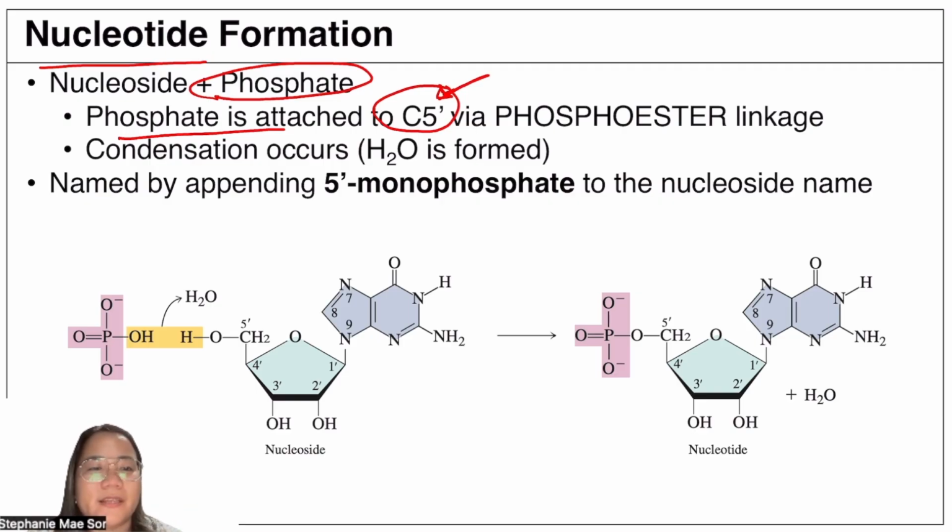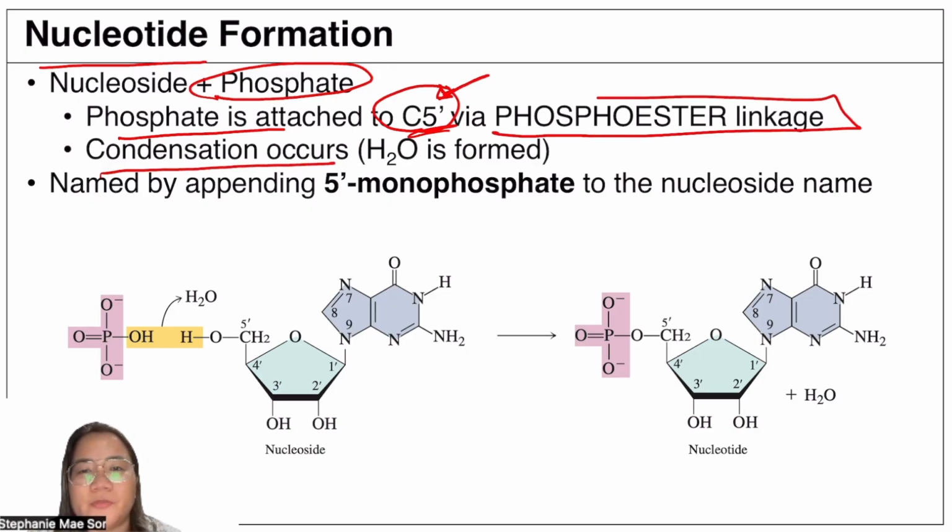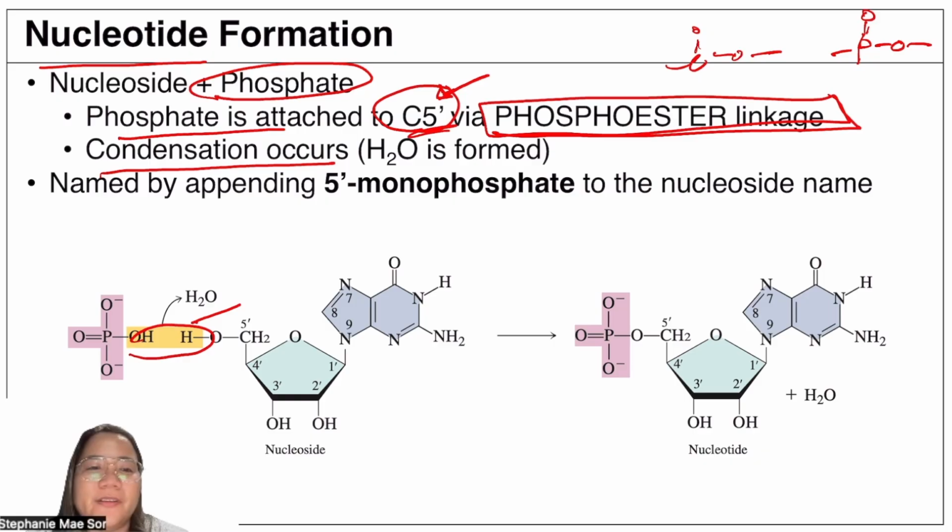So, the phosphate is attached to C5' using another condensation reaction to form what you call a phosphoester linkage. So, para siyang ester sa carbon, pero phospho yung nakalagay. So, that's a phosphoester linkage. And the reaction occurs by a condensation wherein yung H tsaka OH will form water and then this P will attach to this O. So, magkakaroon ka ng phosphoester group. Phosphoester linkage dyan. So, how do you name this then?